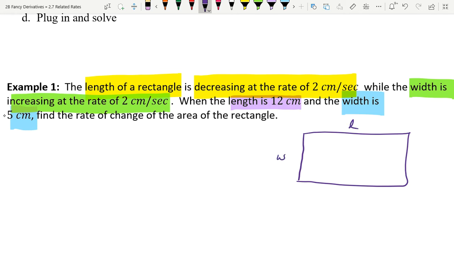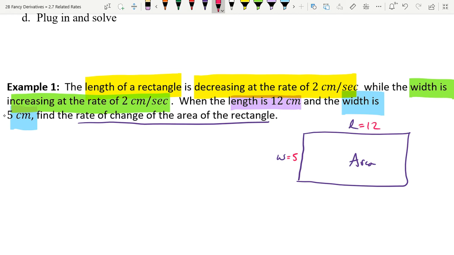Eventually we're trying to find the rate of change of the area of the rectangle, so we're going to have some area stuff going on here. All right, so let's talk about it. The length is 12 centimeters, so L equals 12. The width is 5 centimeters, so W equals 5. But then we got this.